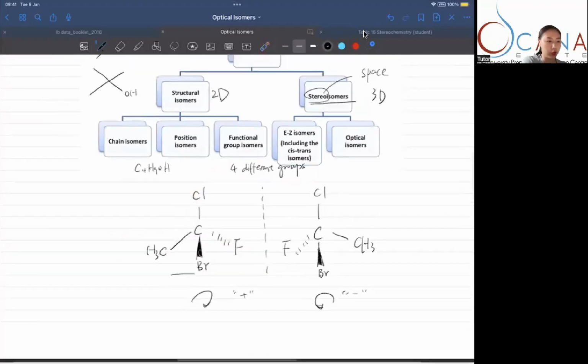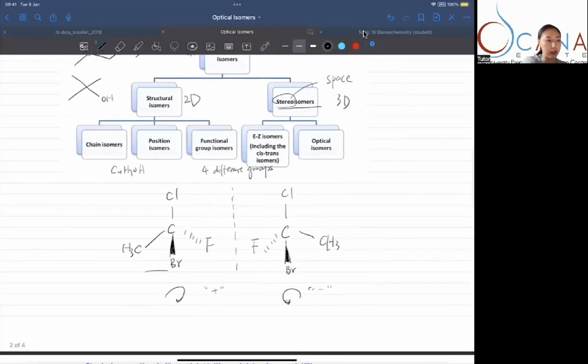So our definition for optical isomers is that they are chiral, as in they are mirror images of each other, and they are non-superimposable. This word means no overlap. They will never fully overlap with each other. I know it is very abstract to imagine. So now let's have a look at this video.